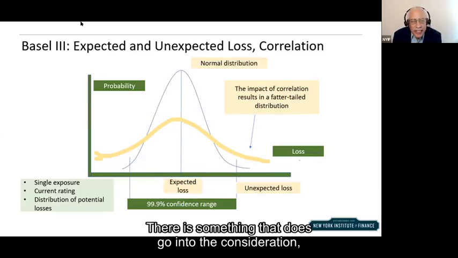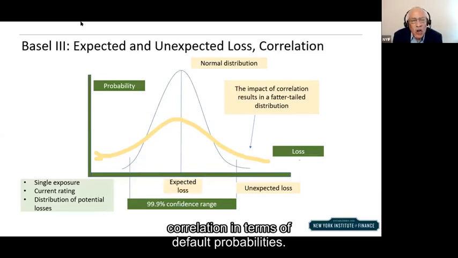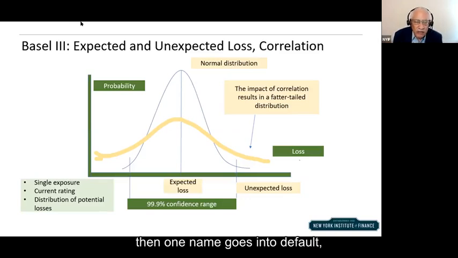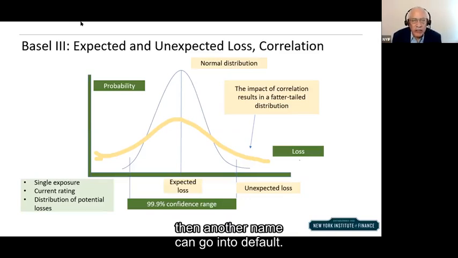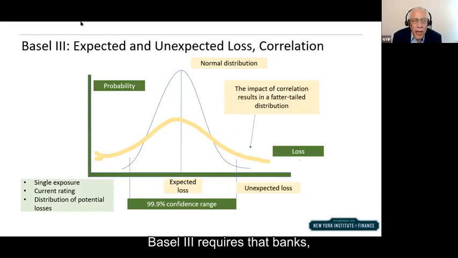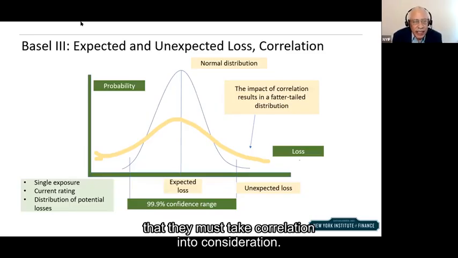There is something else that goes into the consideration: correlation in terms of default probabilities. Remember, we talked about two names, A and B, that can both have a default probability. But if they are very highly correlated, then if one name goes into default, the other name can go into default too. So Basel III requires that banks, when they do their calculation of this concept of unexpected loss, must take correlation into consideration.